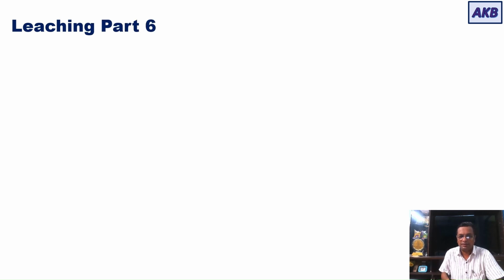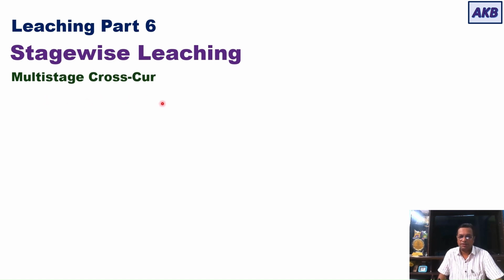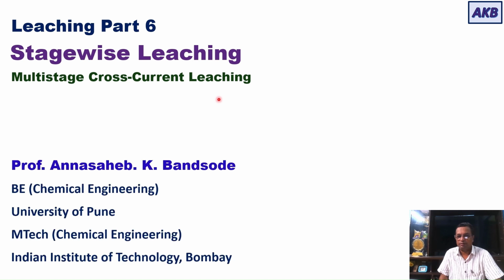Today, I will be discussing stage-wise leaching. Since the last few videos, I have been discussing stage-wise leaching, and in part number 6 of my discussion on leaching, I will discuss multi-stage cross-current leaching. So, in this video lecture, I will discuss how to write material balance for a 3-stage cross-current leaching operation, and then how to follow these material balance equations on the equilibrium diagram.